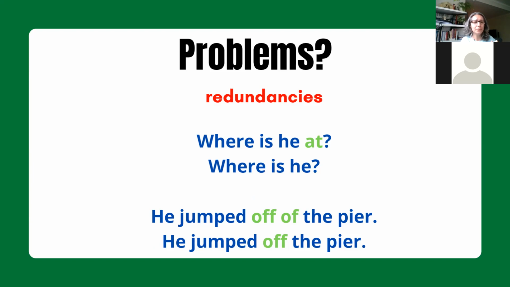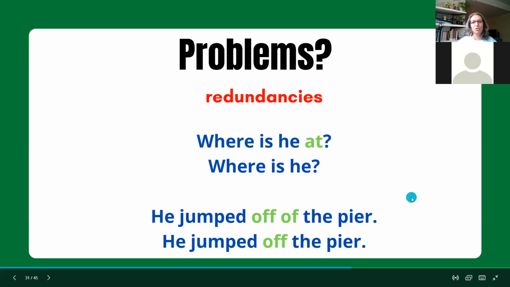And another example that I hear often, he jumped off of the pier. I mean, look, any child could walk in your classroom and say, he jumped off of the pier. Makes sense to them. It doesn't take away from the meaning, but it's redundant because if you jump off something, that of is not necessary there. So those are some redundancies to just look out for.